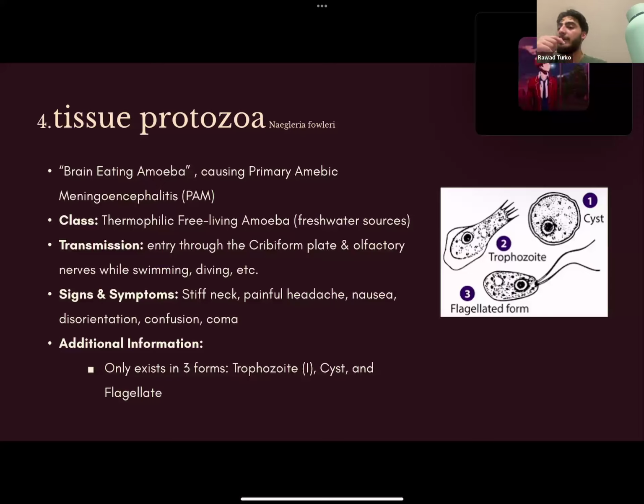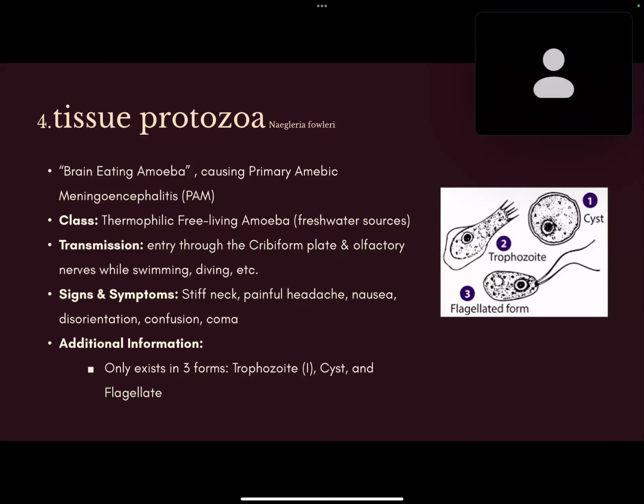You know where the cribriform plate is, by the way? I know that you didn't take neuro. In the head and neck region, it's basically inside of your nose. It separates the inside of your skull from your nasal passage. That's actually where the olfactory nerves go, and it's close to the pituitary gland, in the ethmoid. It's not that important.